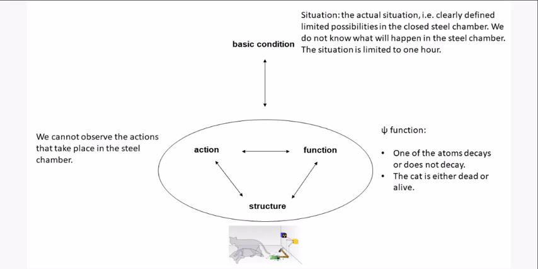The objects can be assigned to the structure or the framework conditions. Here the two objects of the structure are assigned, the radioactive substance and the cat. The properties of these objects are, one of the atoms of the radioactive substance decays over the course of an hour, or it does not decay. The cat is either dead or alive. A process is assigned to a finite period of time in which something happens. Since the steel chamber is closed, we cannot observe the processes that happen in the steel chamber.